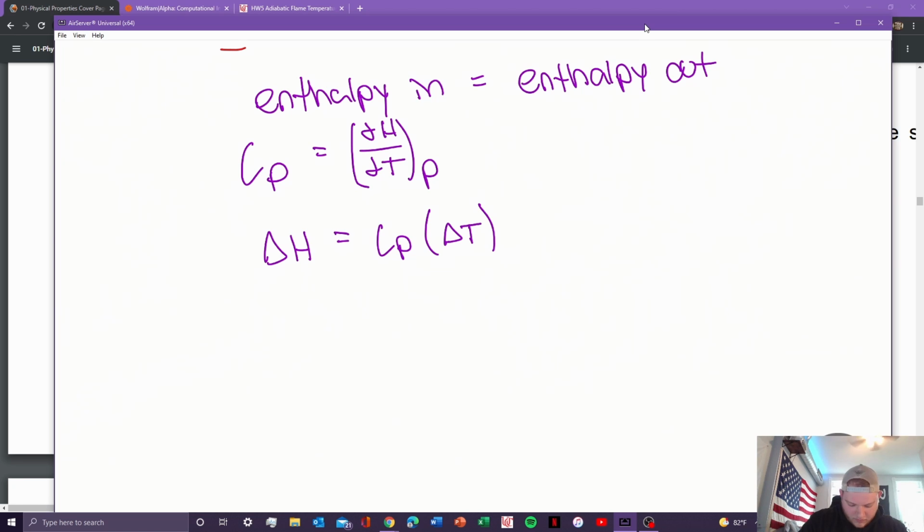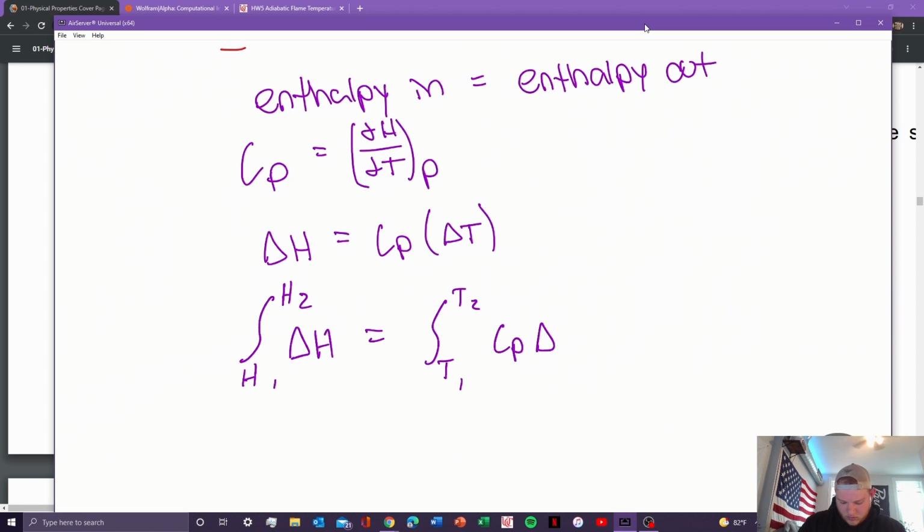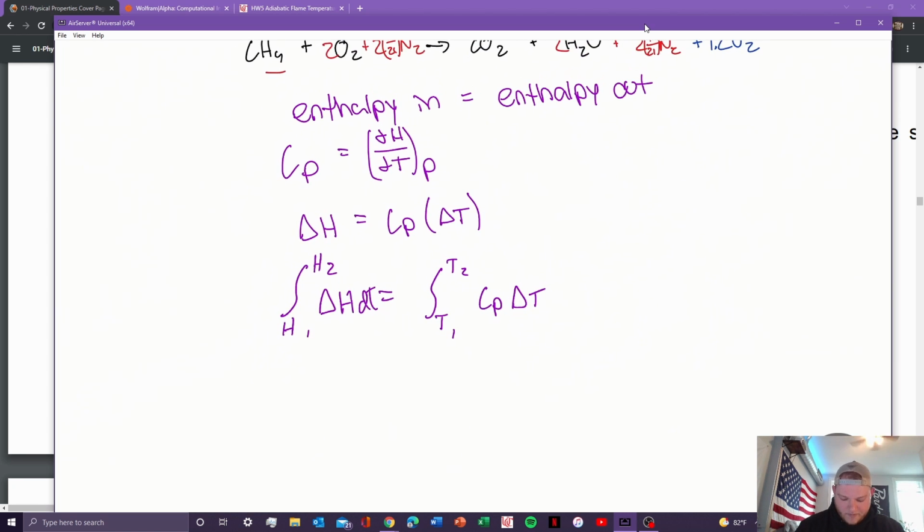So that would look something like the integral from enthalpy 1 to enthalpy 2 of dH is equal to the integral from temperature 1 to temperature 2 of the heat capacity, with respect to temperature. It's supposed to be on top, not bottom. There we go. Okay.